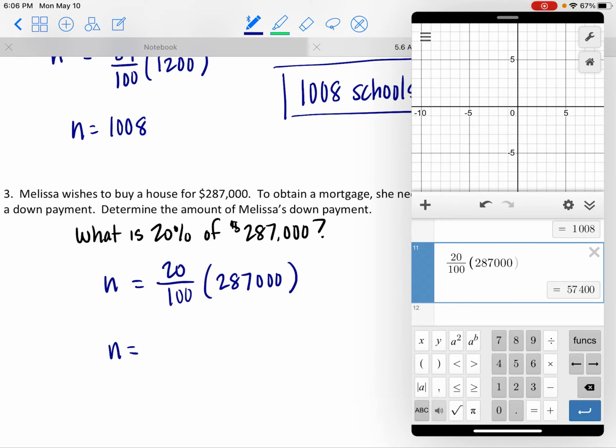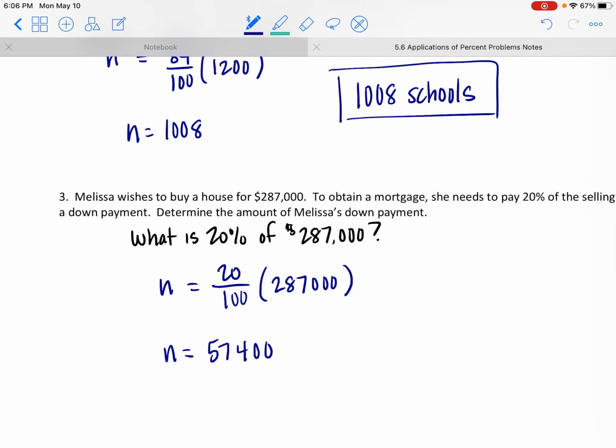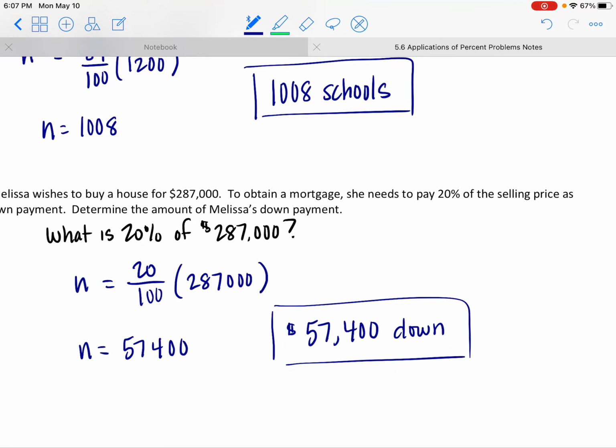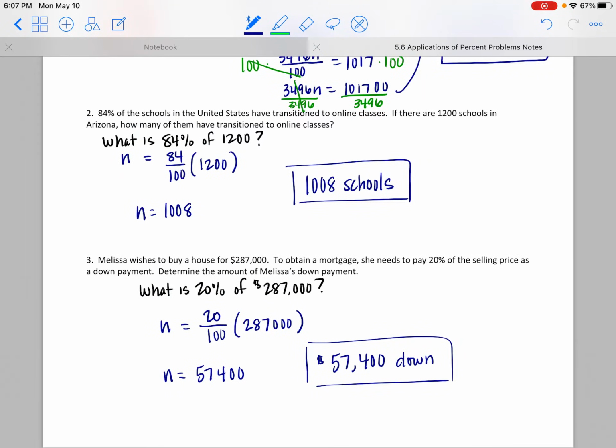$287,000. So if Melissa wants to buy this house, she's going to have to come up with a lot of money. That's actually a pretty standard amount for a down payment. So $57,400 down is what she needs. Yikes. Okay, it just sounds like a lot when they're coming up with that kind of cash. I don't know about you, but I'm not swimming in that kind of money.